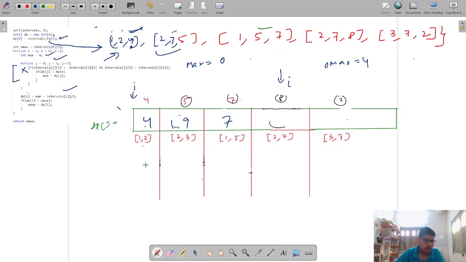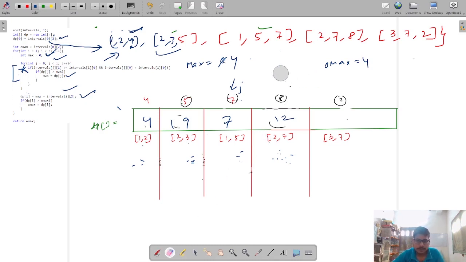So max is 0. So these two are non-overlapping. So my max got updated to 4 here, right? My dp[0] is greater than 0. It was initially 0, right? So I updated to 4. Again go to the loop. I will come here. This one is not non-overlapping, so this condition fails. Now my j comes here. This one is also not non-overlapping. This condition fails, right? And the loop terminates, and I will update my dp[i] as 4 plus 8, 12.